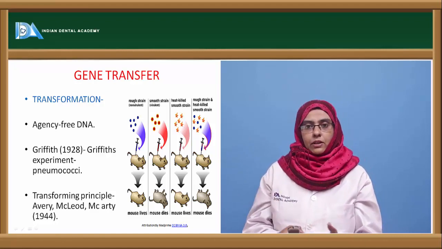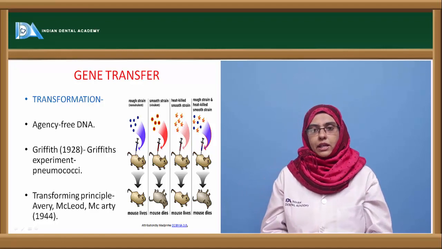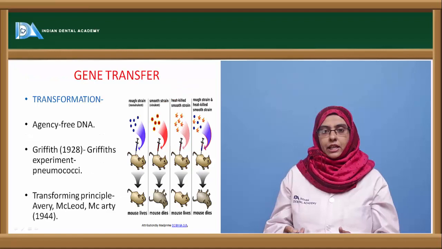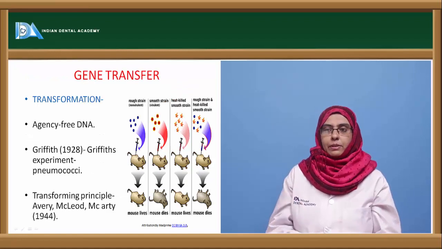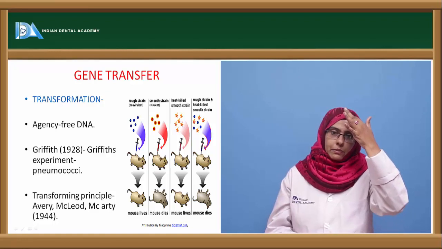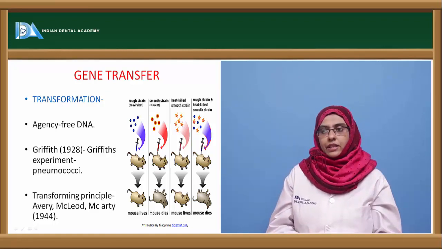So bacteria can also carry out three types of recombination process, which are called transformation, transduction and conjugation. So first I will be dealing with transformation. Transformation is nothing but transfer of genetic material from one cell to the other cell, and the agent over here is a free DNA molecule.